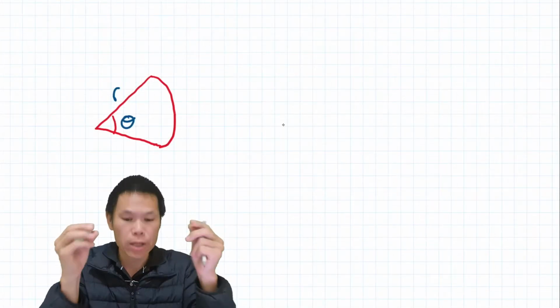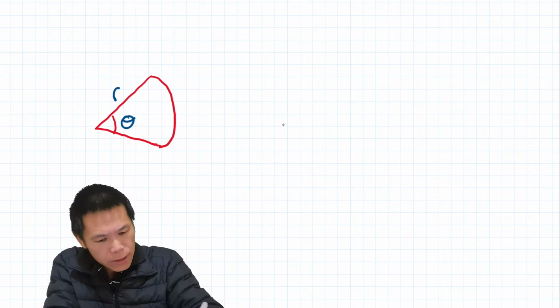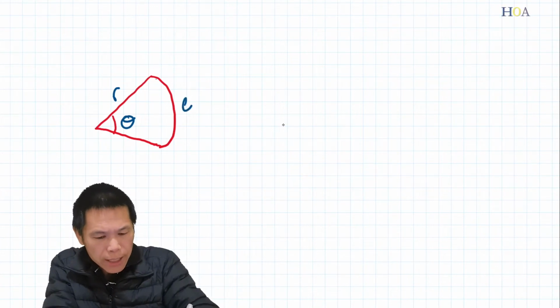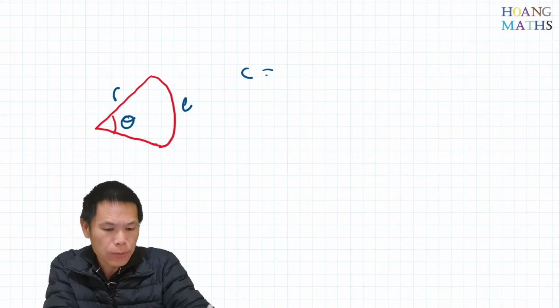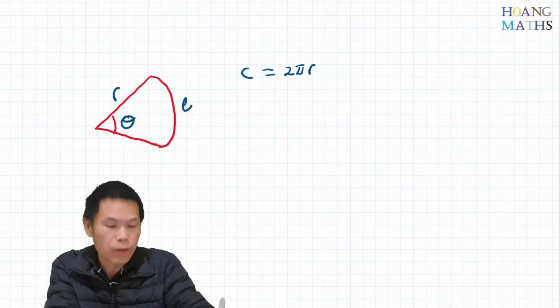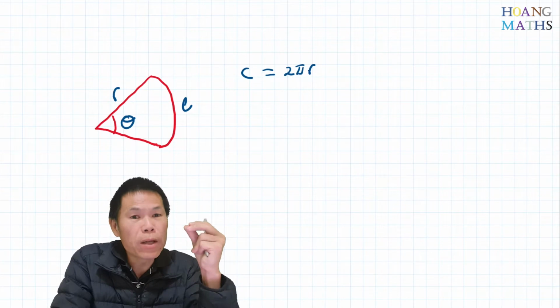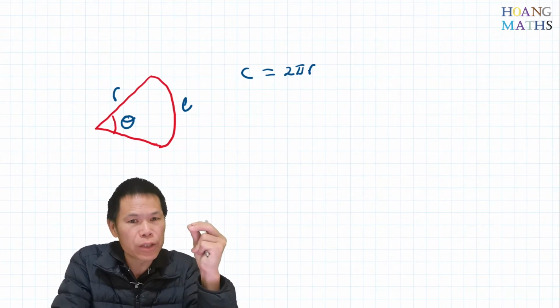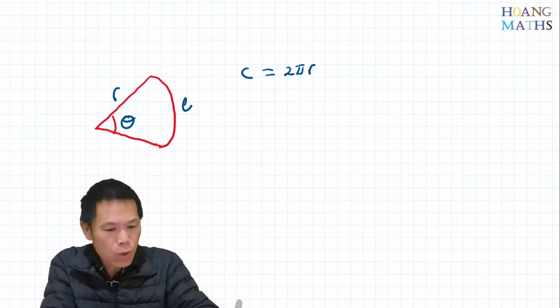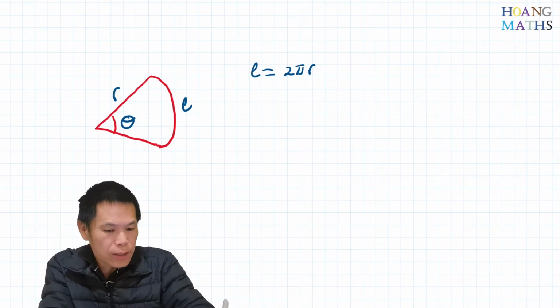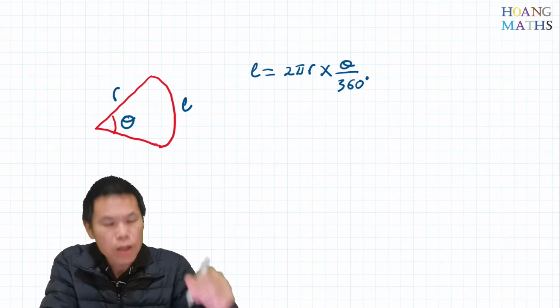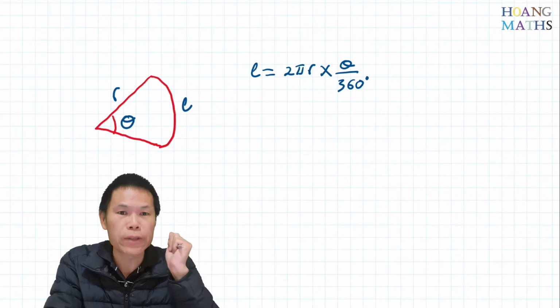So to work out the arc length, let's say we want to work out this arc length here. We know that the circumference of a circle is 2 pi times the radius, and we only want a fraction of the circumference, which is angle theta. So I can change that into L is equal to 2 pi r times the angle theta out of 360 degrees, because a whole circle is 360 degrees.